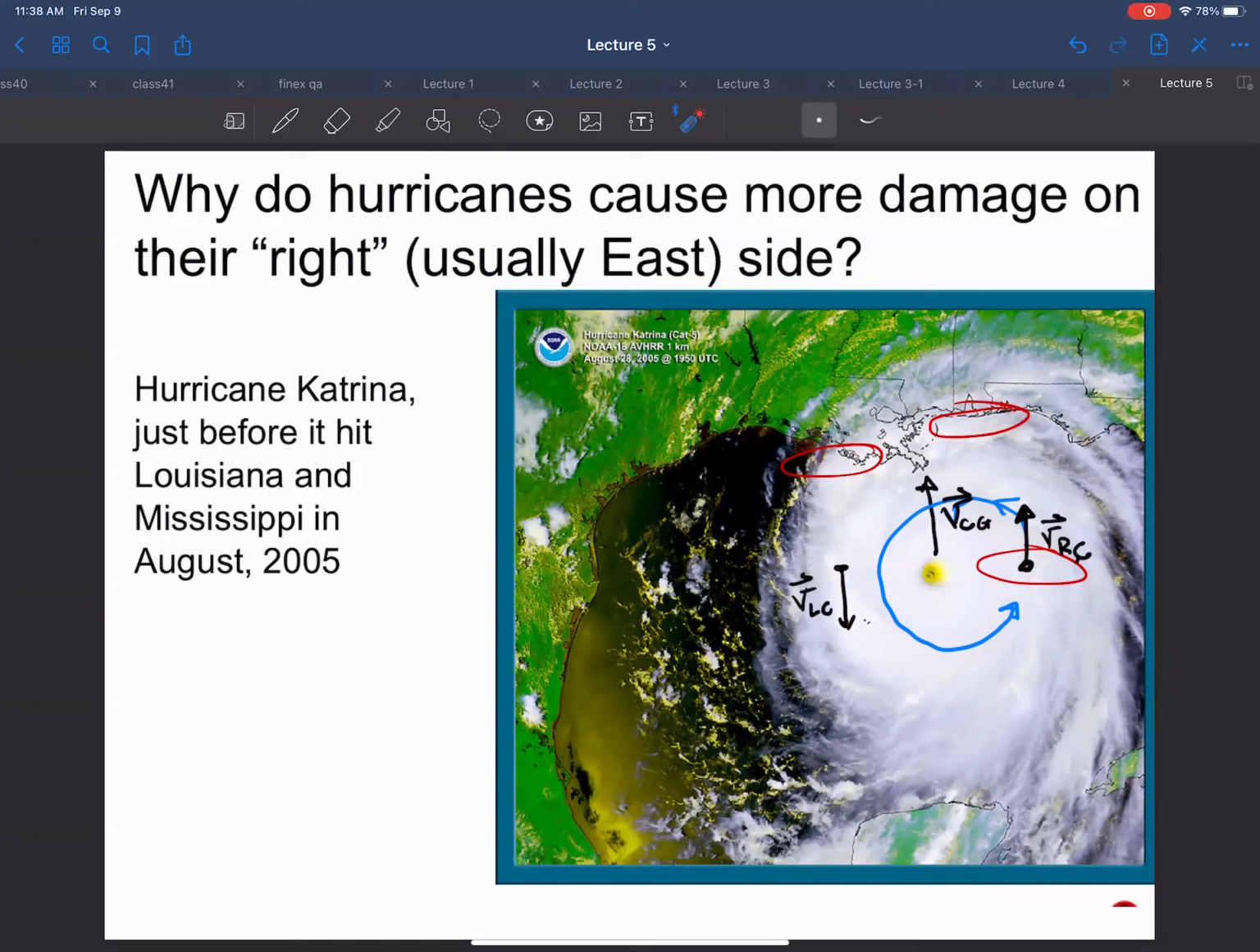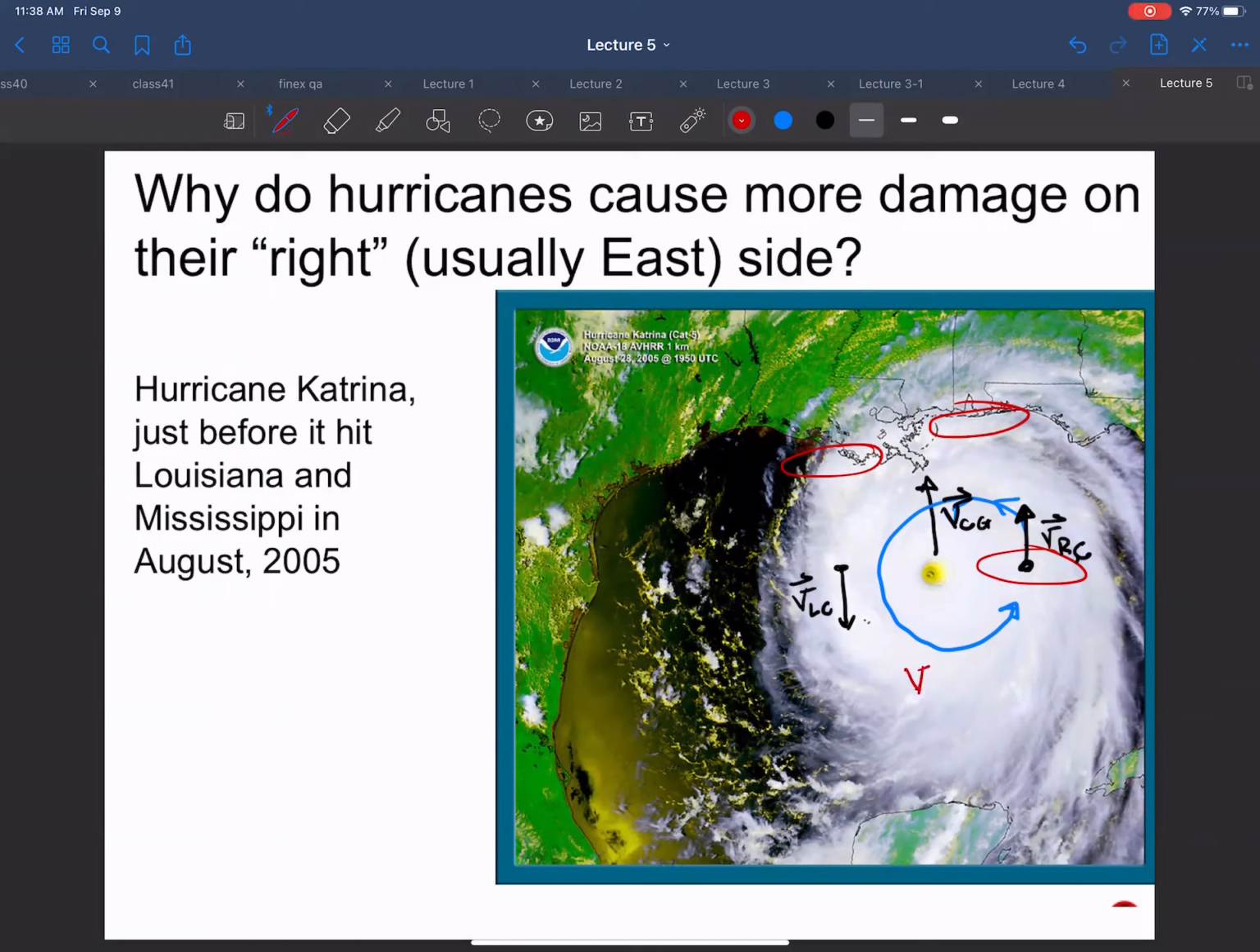So we've had a good long while to think about it. Is somebody ready to jump in and walk me through it? Yes. The vectors on the right side are additive, and on the left side they're opposing each other, so they would sort of cancel out.